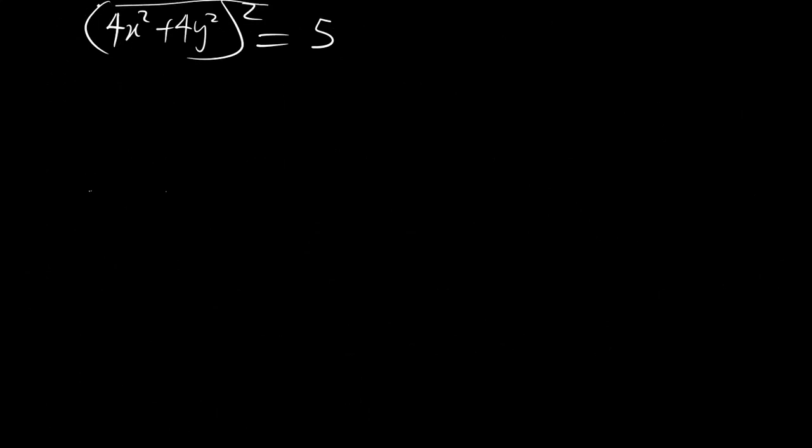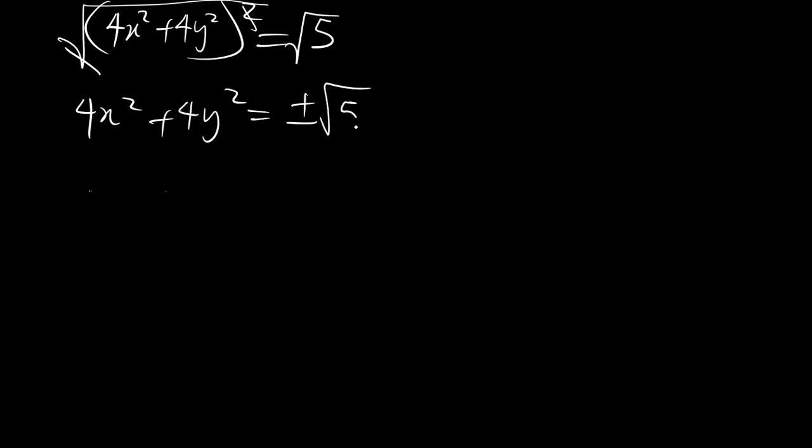Now (4x squared plus 4y squared) all squared is equal to 5, just like what is written here. So taking the square root of both sides, the square will cancel the square root. You have 4x squared plus 4y squared equal to plus or minus the square root of 5, because there will be plus or minus the square root of 5 there. Let's call this equation 6.